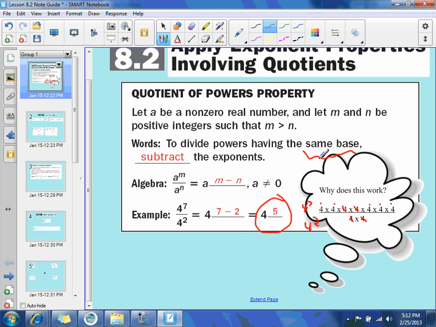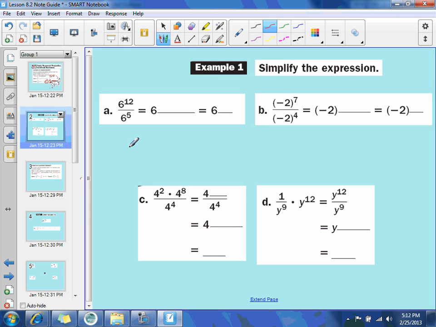Now again, can you look at the exponents and see how they would do that? Has to have the same base, we just subtract the exponents. So here in your examples, you've got 6 to the 12th power divided by 6 to the 5th power. This is literally 12 minus 5. Your answer is 6 to the 7th power.